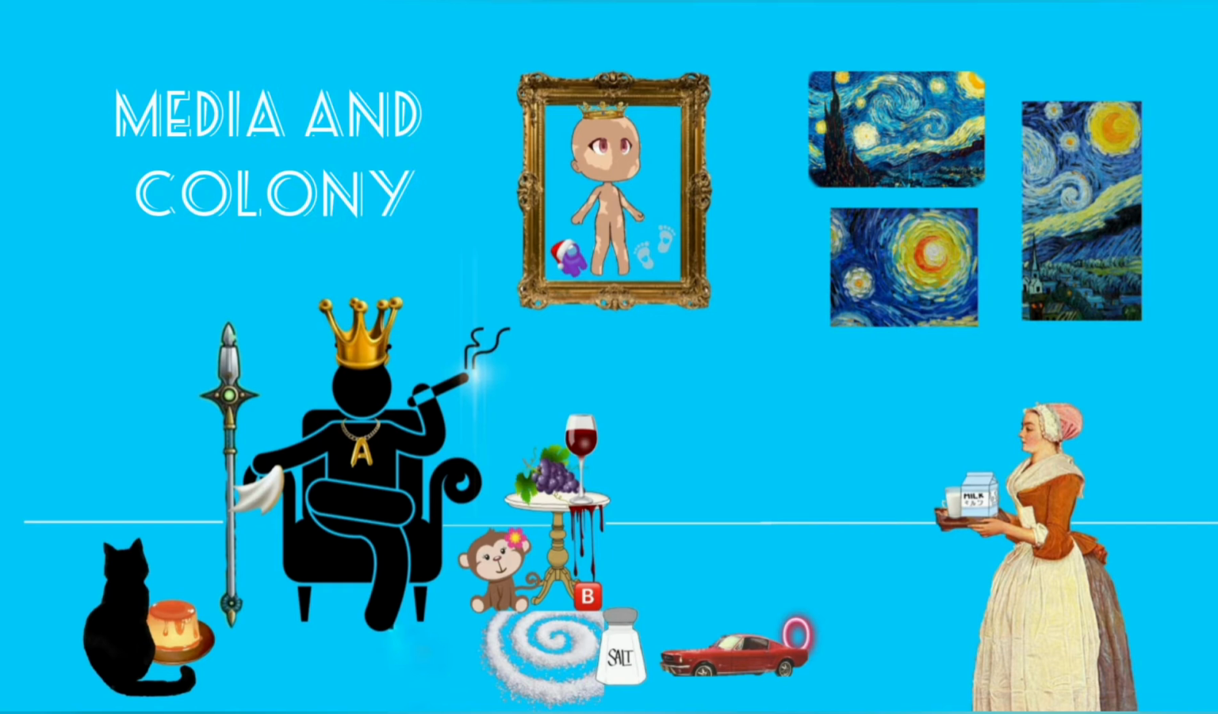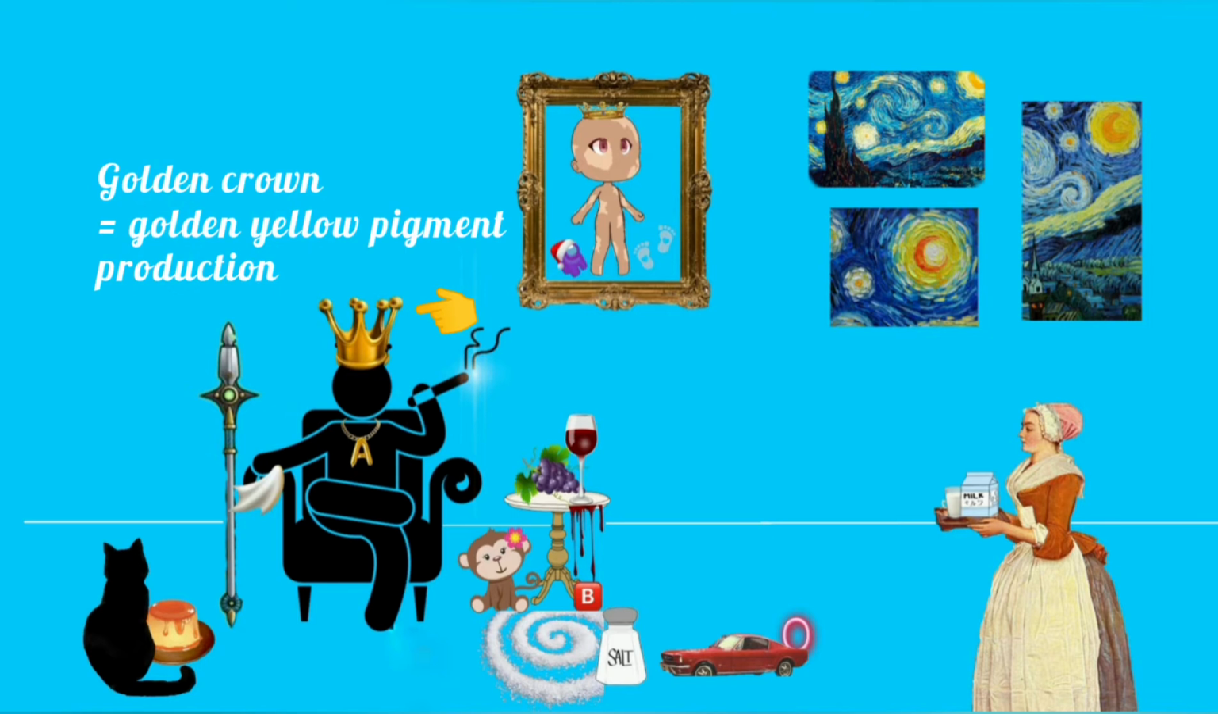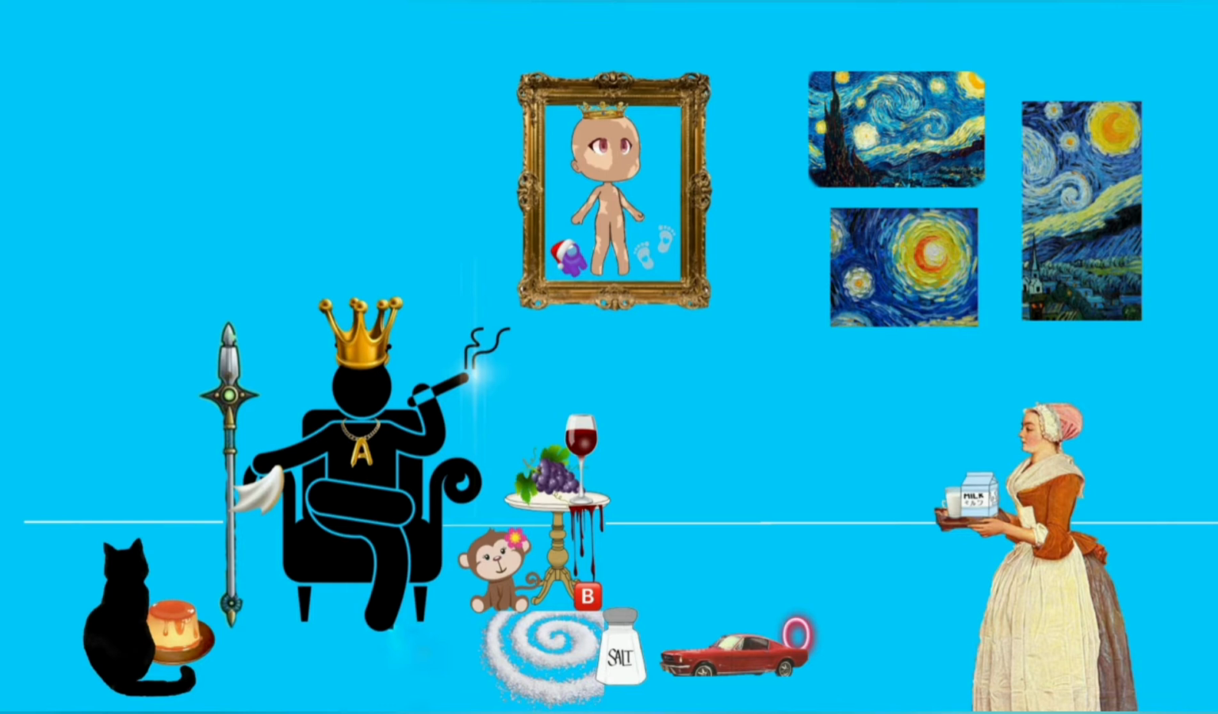Let's see if we can find some media and colony characters. The golden crown on the king represents golden yellow pigment produced by Staph aureus on nutrient agar. Like all royals, this king also has particular interest in art, so these oil paintings on the wall represent oil paint appearance on nutrient agar.